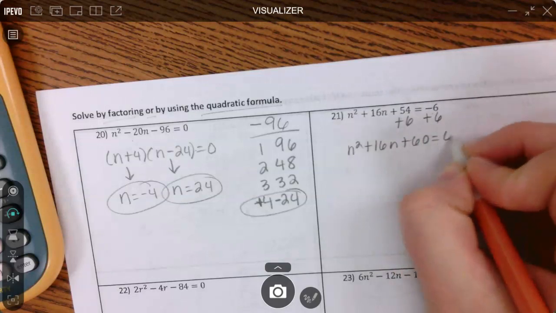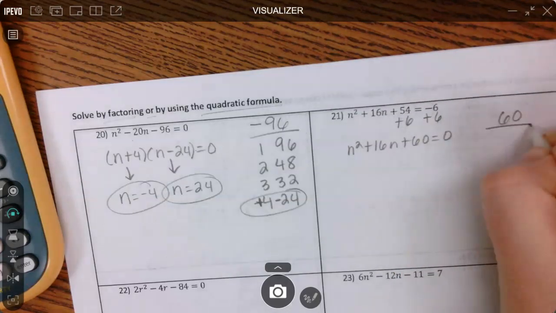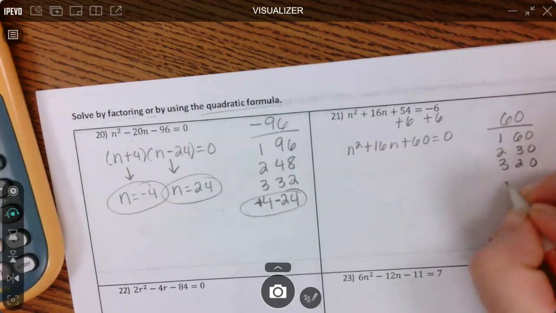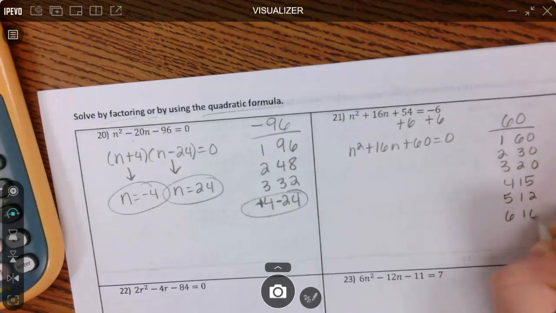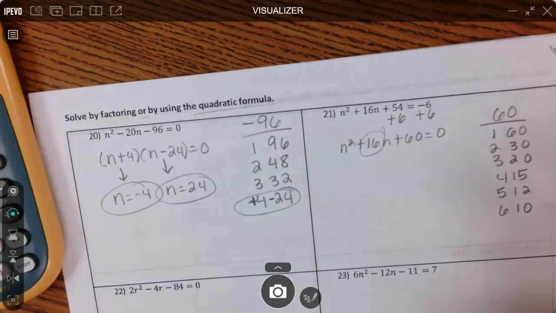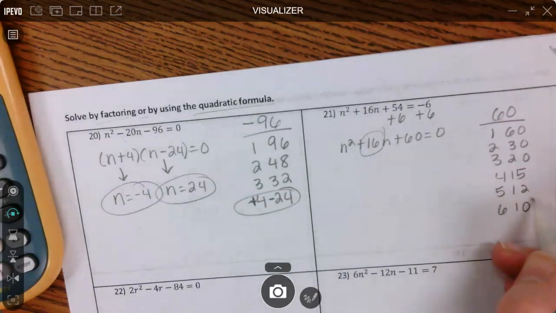This is actually factorable, so you want to come up with factors of 60. 1 and 60, 2 and 30, 3 and 20, 4 and 15, 5 times 12, and 6 times 10. Now, you have to come up with the ones that add to give you a positive 16. Well, that's going to be 6 and 10.